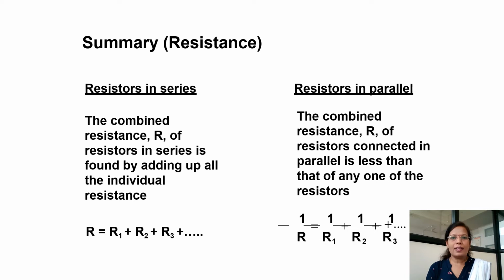It can be summarized that if the resistances are connected in series, then the R equivalent can be found out by using the formula R is equal to R1 plus R2 plus R3 and so on. If the resistances are connected in parallel, then the value of equivalent resistance can be found out by using the formula 1 upon R is equal to 1 upon R1 plus 1 upon R2 plus 1 upon R3 and so on.